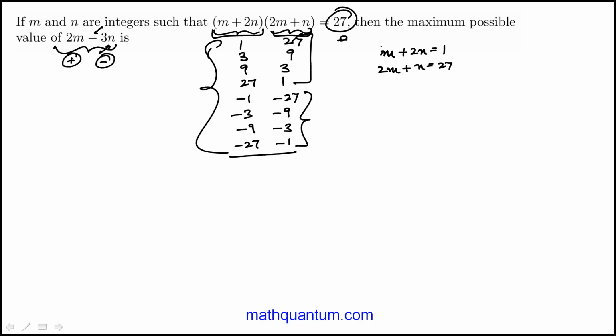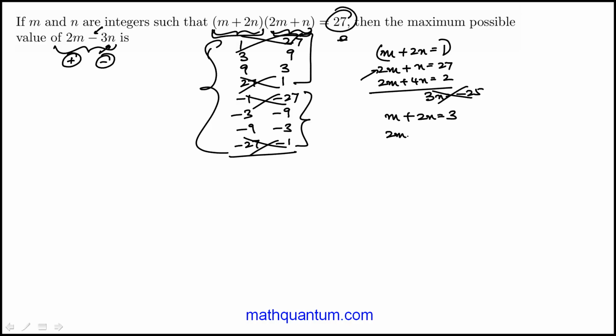So if you have to solve this, we double that: 2m plus 4n equal to 2. Then subtract the top from the bottom. You will get 3n is minus 25, and that won't give you an integer. So that one is out. That would be the case here as well. And then we're looking at the 3 and 9.